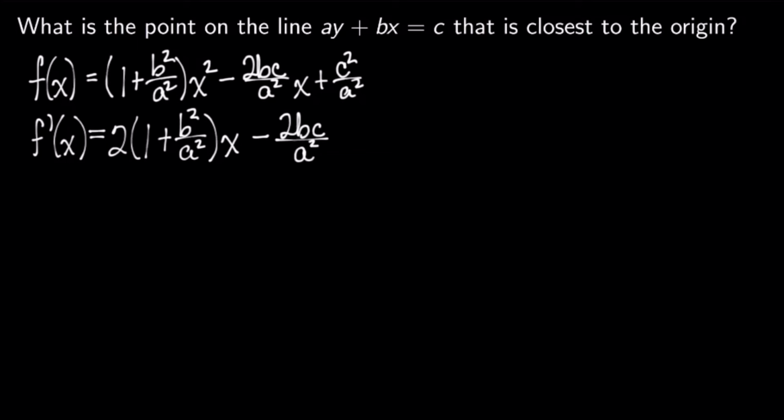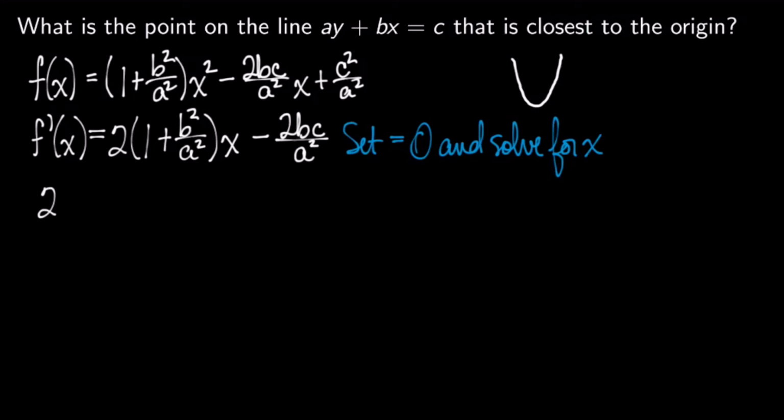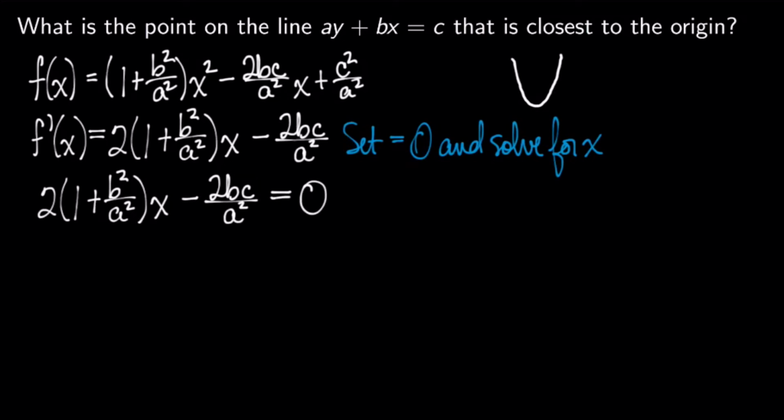So f is always defined because it's a quadratic, right? It's a parabola. So all I need to worry about is where the derivative is equal to 0. In fact, I happen to know that this thing is going to make a right side up parabola shape, and that it's going to have a single critical point, and that critical point is going to be a minimum. So what I'm going to do here is take this derivative and set it equal to 0, and solve for x. I get 2 times (1 plus b squared over a squared) times x minus 2bc over a squared is equal to 0. I'm going to divide by 2 on both sides. And what I'm going to get is that x is equal to bc over a squared all over 1 plus b squared over a squared.